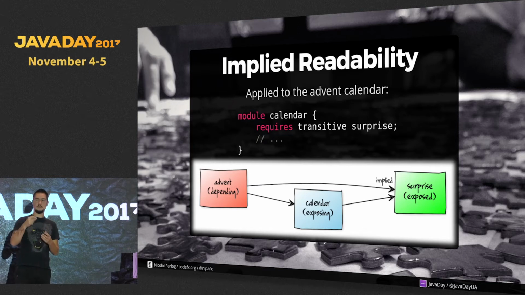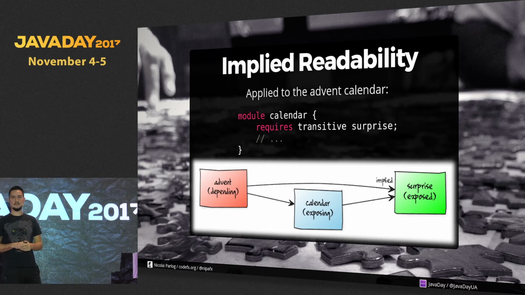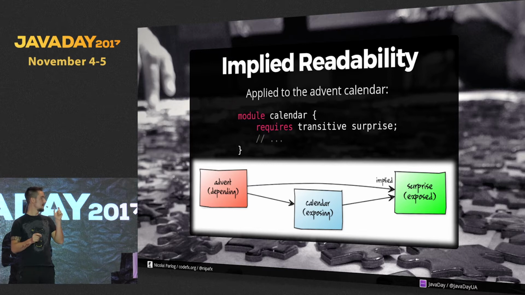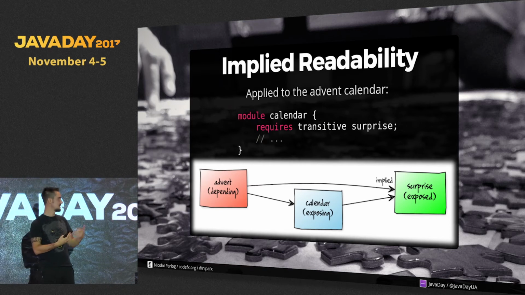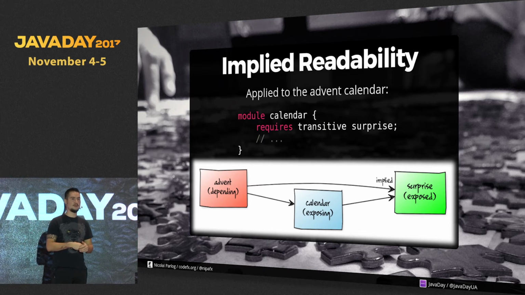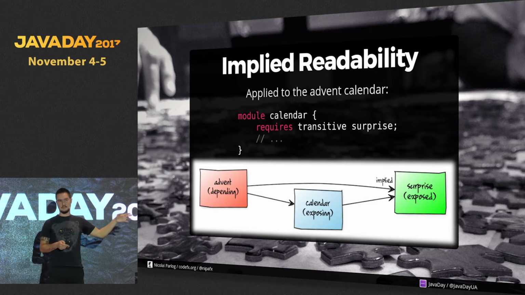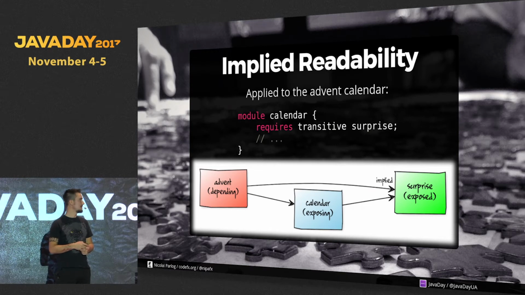Now remember, the accessibility rules said that for Advent to read any types in the surprise module, it needs to read that module. It doesn't need to require that module itself. It doesn't have to say Advent requires surprise. It's enough if it reads surprise at runtime. And one of the other ways that a reads edge can come into play besides requiring it directly is, for example, implied readability, where now Advent ends up reading surprise without requiring it. So this is the essential use case for why this idea of transitive dependencies and implied readability was designed.